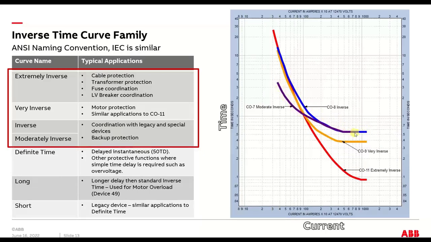So they begin to look more like a definite time response versus a time delayed response. The less inverse the curve is, the more it's going to look like a go/no-go point. So usually in practice, you're in the very inverse or extremely inverse region for most applications. That's the curve type you'd use for most.